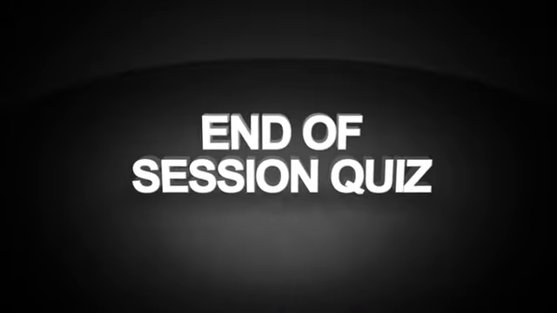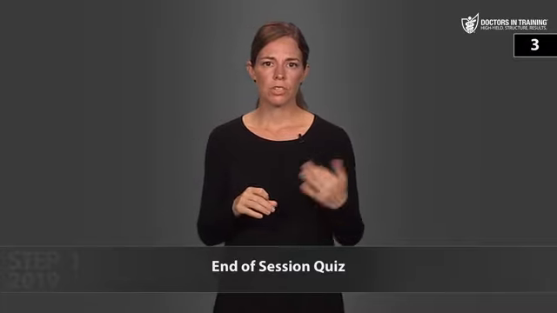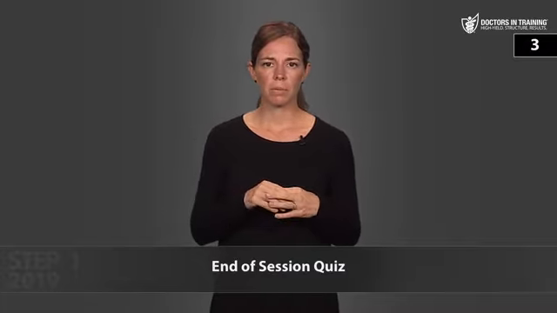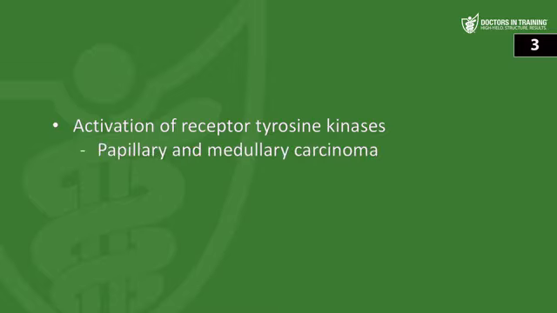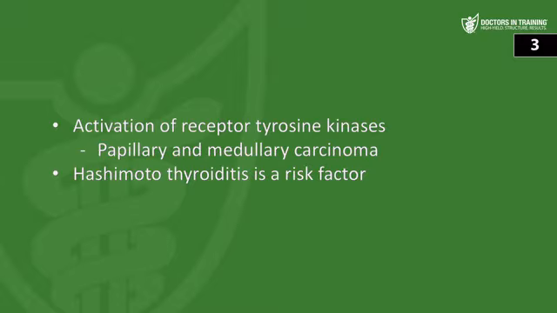All right, time for the end of session quiz. Pause the video and go through the questions, and then we'll go through the answers together. So what type of cancer in the thyroid is associated with each of the following statements? Activation of receptor tyrosine kinases is seen in both papillary and medullary carcinoma. Hashimoto's thyroiditis is a risk factor. This is B-cell lymphoma. Cancer arising from parafollicular C cells is medullary carcinoma.